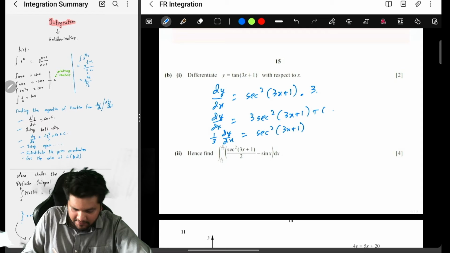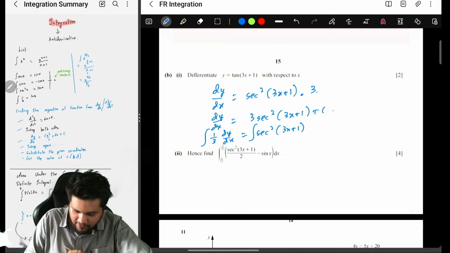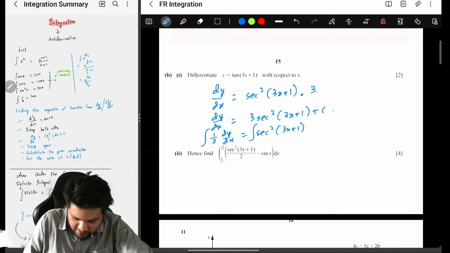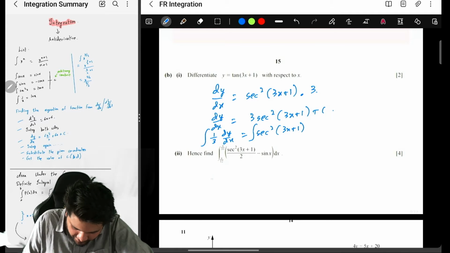Okay, I'm just avoiding the c, and if I integrate both sides, the integral of this thing is nothing but 1 by 3 like this, or even you can do it directly as well. I won't mind. Here it is not even necessary because we directly know that the integral of sec square x is nothing but tan x. So here whatever the coefficient of x is, it's going to be 1 by 3.